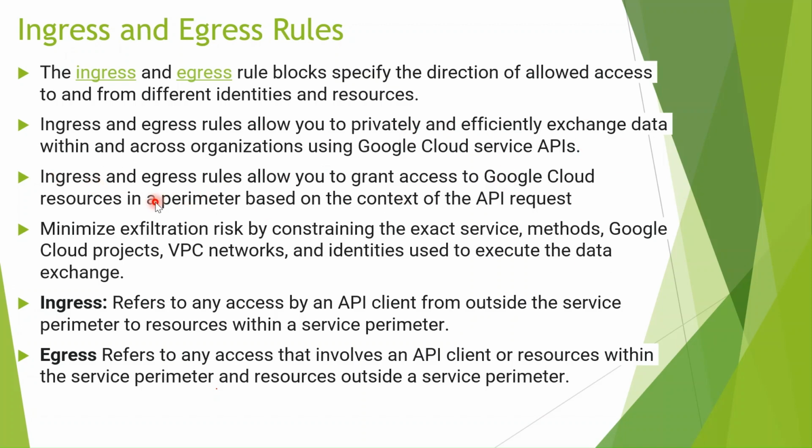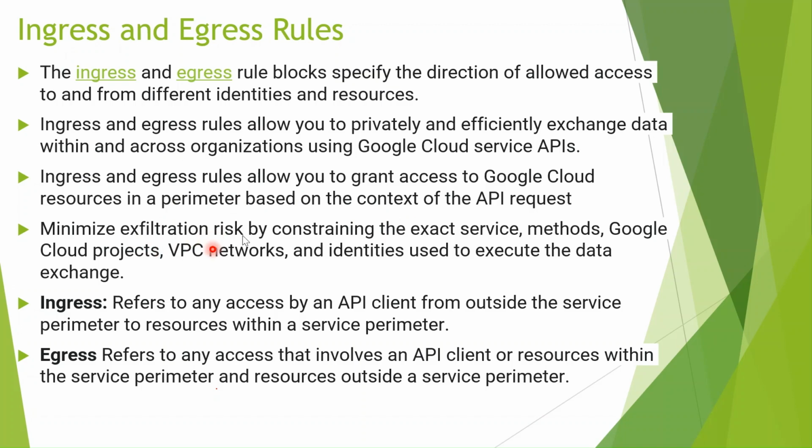Ingress and egress rules allow us to grant access to Google Cloud resources in a perimeter based on the API request. If you specify a specific API request, like if you want to list the buckets or get the bucket, or create or delete, you can even specify the context also.